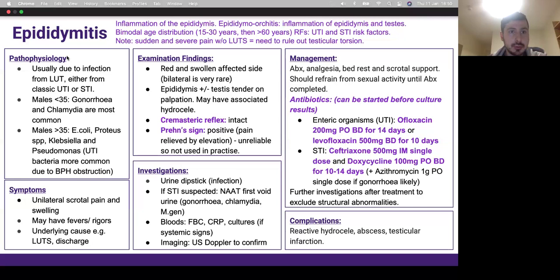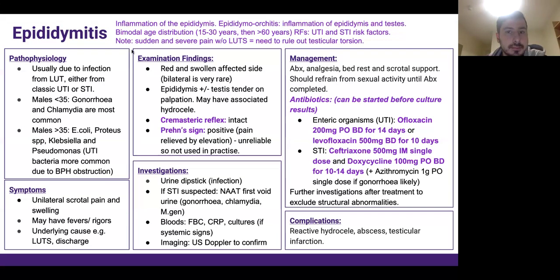So before we talk about torsion, let's talk about epididymitis, which is inflammation of the epididymis. This has a bimodal distribution. Early age, 15 to 30, where it could be STI related, and after 60, when it could be UTI related. So this could either, as I said, be due to gonorrhea or chlamydia for younger males, but for older males, it could be more UTI, so E. coli related. Symptoms are quite similar to torsion, so scrotal pain, swelling, maybe a low-grade fever.